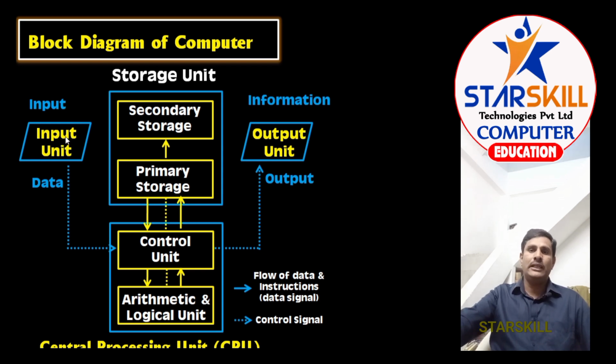Let's understand it once again. First you send the data to the computer, and it is received by the control unit. The control unit sends the same information to the ALU. The ALU gives the result of the processed data, and the same is sent to the primary unit, that is the main memory unit. Whatever is present in the main memory unit is sent again to the control unit, and via the control unit it is sent to the output devices.